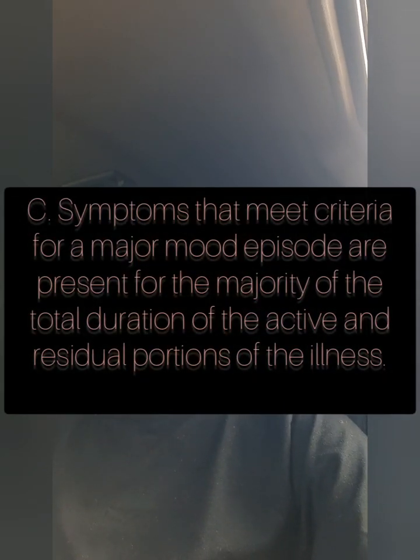Then the C part of it, symptoms that meet criteria for a major mood episode are present for the majority of the total duration. Like I was saying, the mood episode is very key, and it's the dominant feature, let's say, because you notice there are also psychotic features involved like delusions, hallucinations, but the mood episode has more of an influence when we make this diagnosis, right?